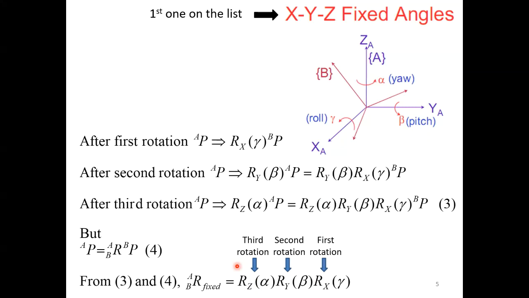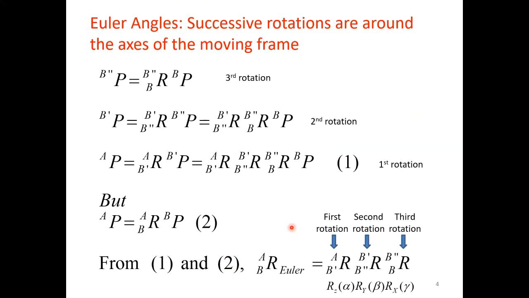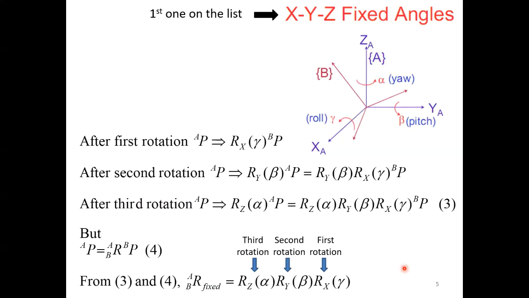So therefore, we don't have fixed angle rotation in robotics. It's Euler angle rotation, right? Keep that in mind. So in robotics, with Euler angle rotations, we always multiply the rotation matrices from left to right. First rotation, second, third, like that, okay?